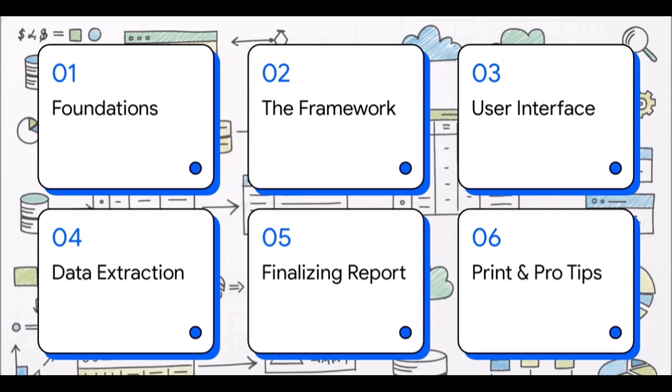Here is our blueprint for how we'll get there today. We'll start with Section 1, Foundations, databases, and tables. Then, Section 2, the framework, establishing relationships. Section 3, user interface, the trainees form. Section 4, extraction, creating essential queries. Section 5, presentation, finalizing the report. And finally, Section 6, print prep and pro tips.